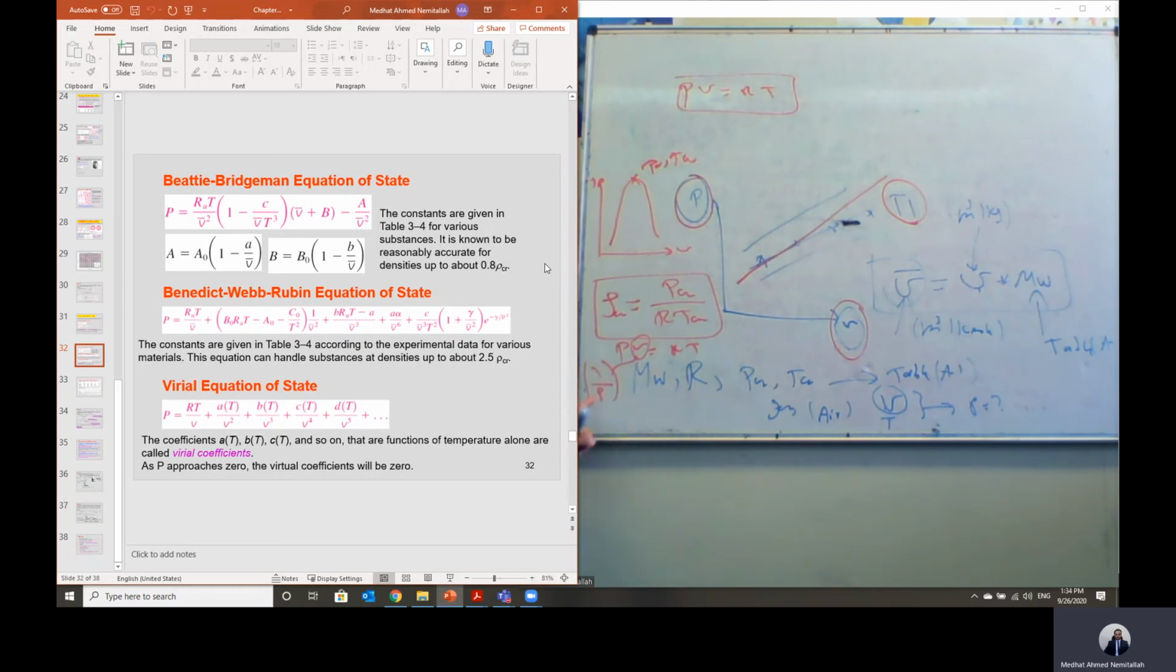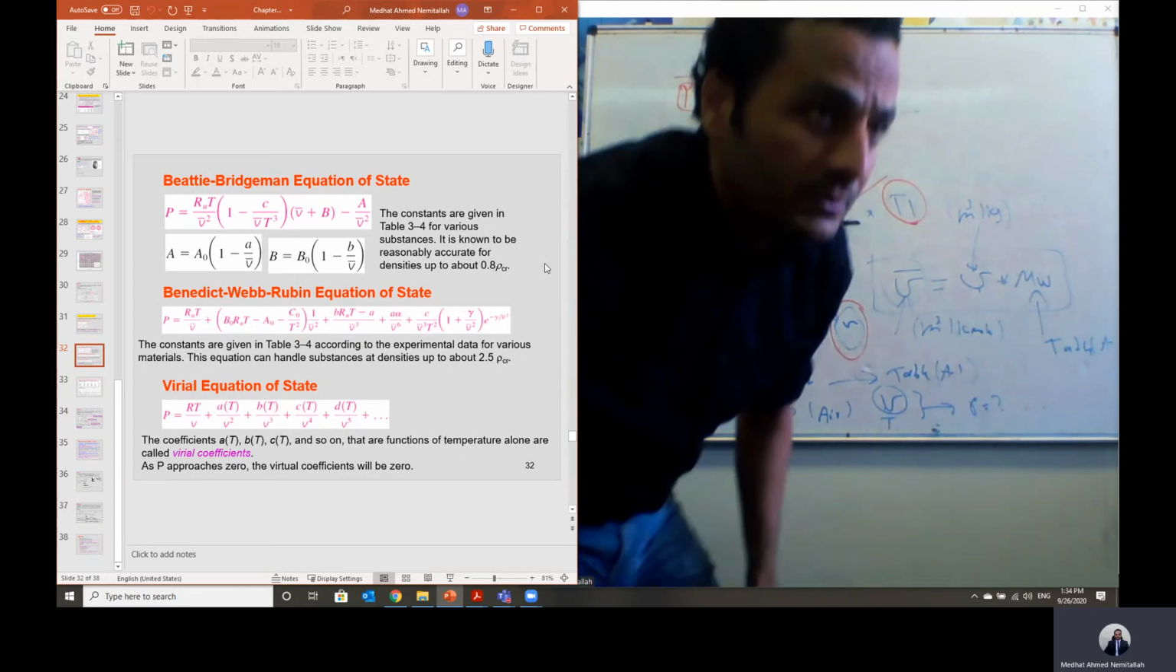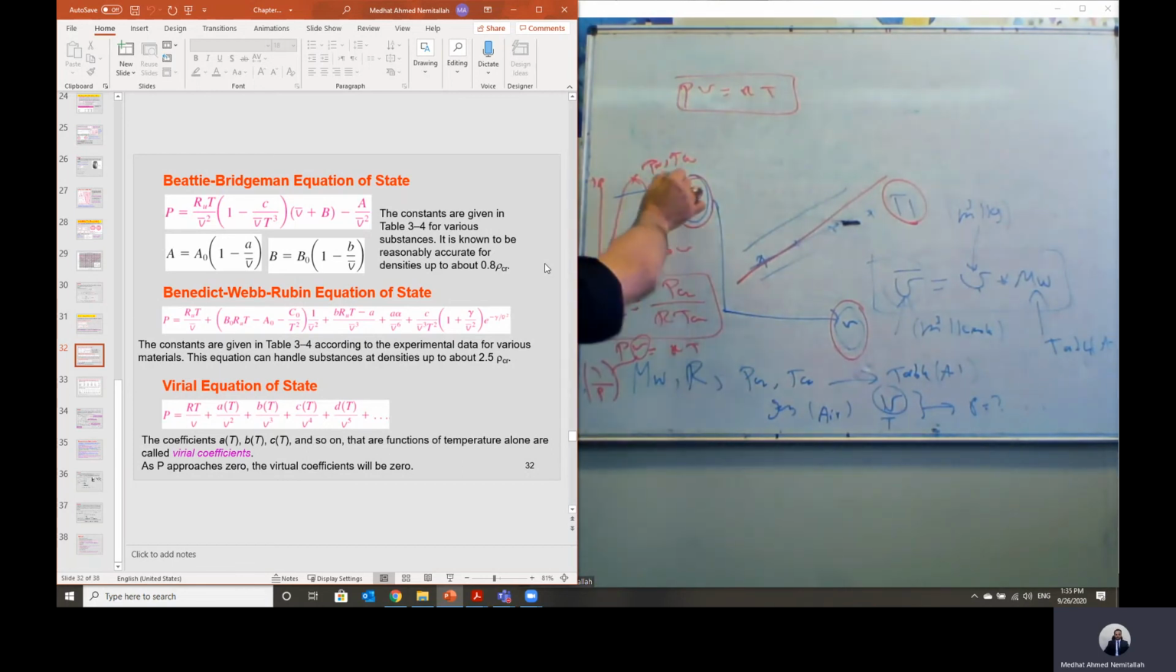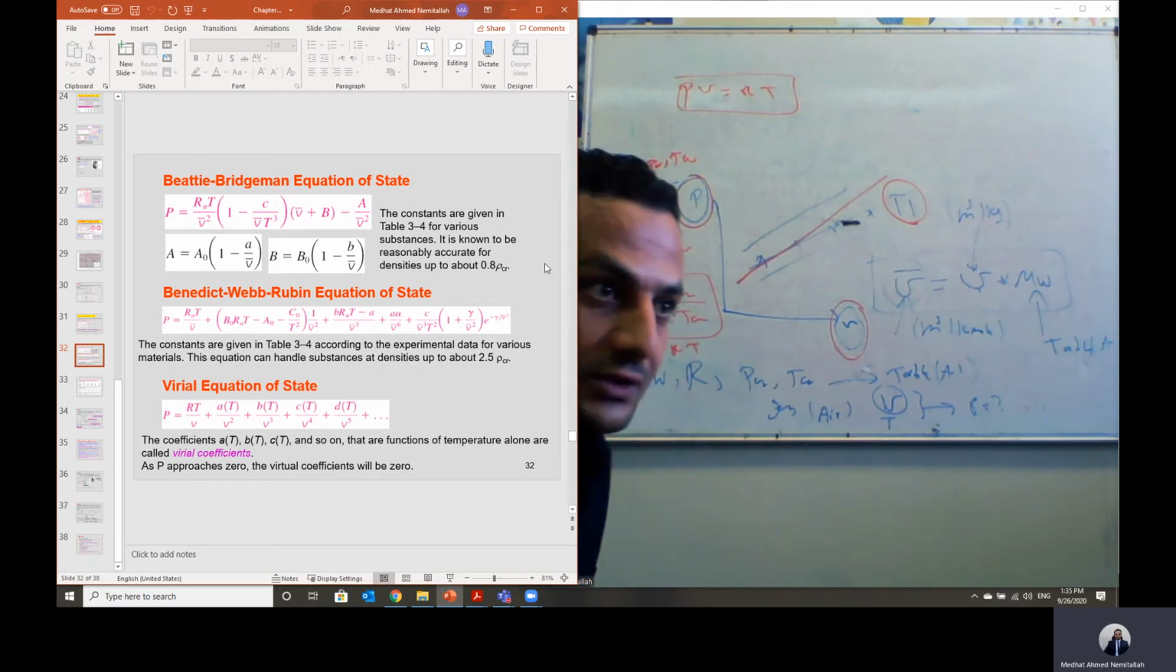So based on this equation, density will equal P over RT, and the critical density is the critical pressure divided by the gas constant multiplied by the critical temperature. P critical, T critical, and R for a given gas, we can just get from table A1. Then we can calculate the critical density. This equation by Beattie-Bridgeman can be applied up to very close to the critical condition, up to a density of about 0.8 of the critical density.